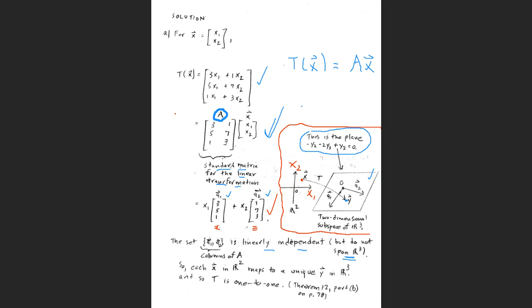But the key point here is that any point x or vector x in R2 would have to map to a unique vector in R3, because we're taking a linear combination of 2 linearly independent vectors. So that ensures that every x in R squared maps to a unique vector y in R cubed, because of the linear independence of the vectors A1, A2, and therefore the transformation is 1-to-1.